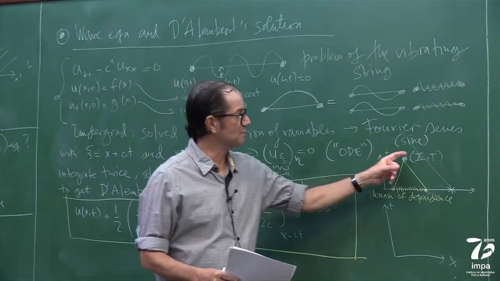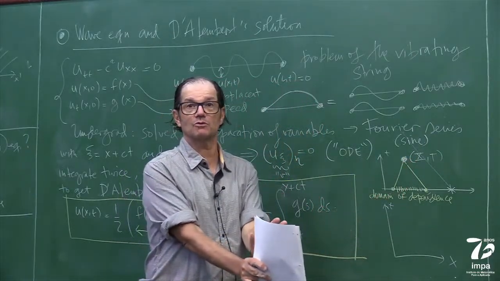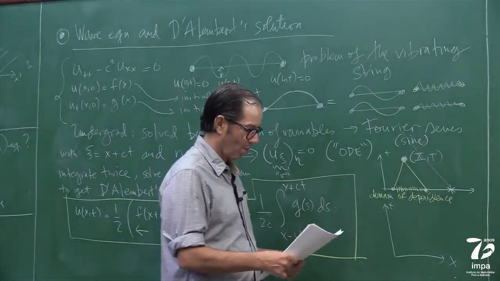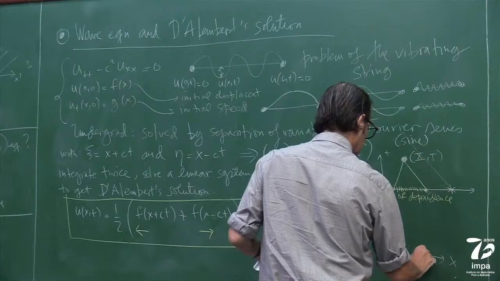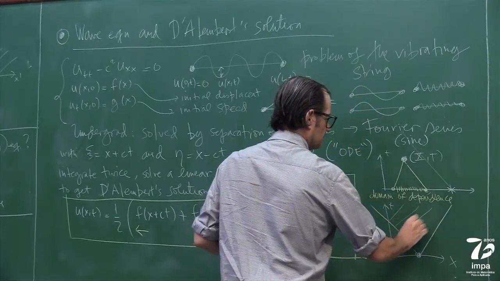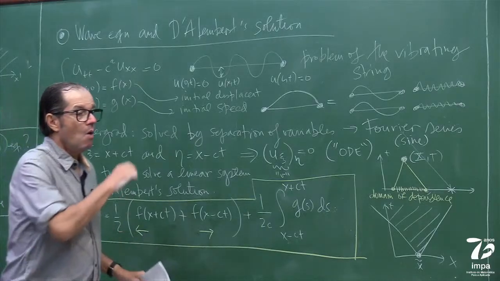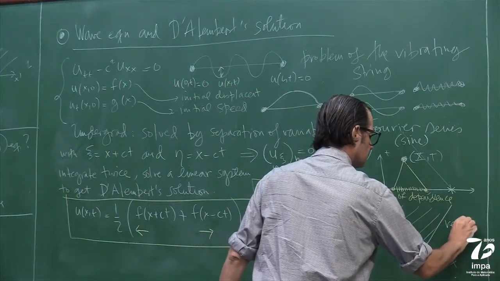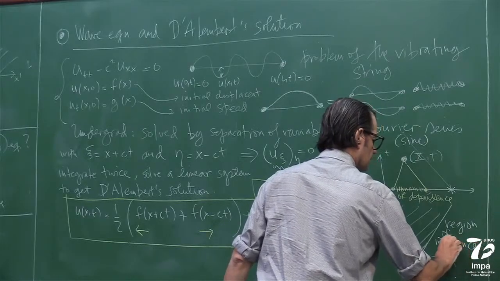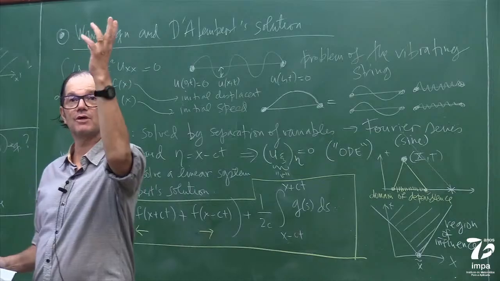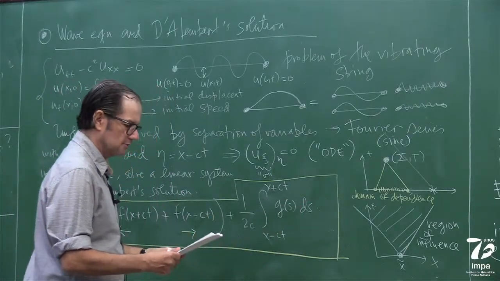But when we say the domain of dependence of a point, it is a point in space and time. We're talking about the two coordinates, space and time. Now, if I think of the region of influence of some point x tilde, this is what's called the region of influence. A little bit like we saw with the light cone, the Monge cone, affecting the domain.